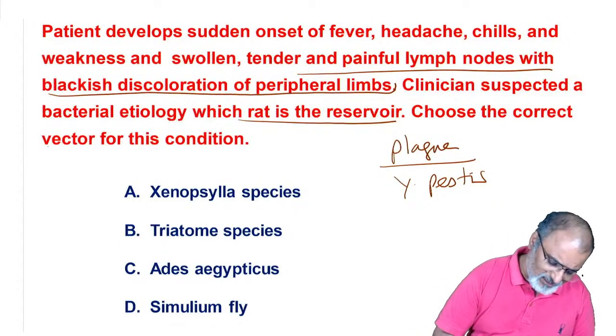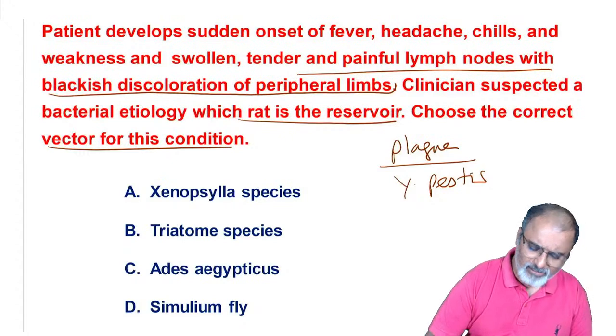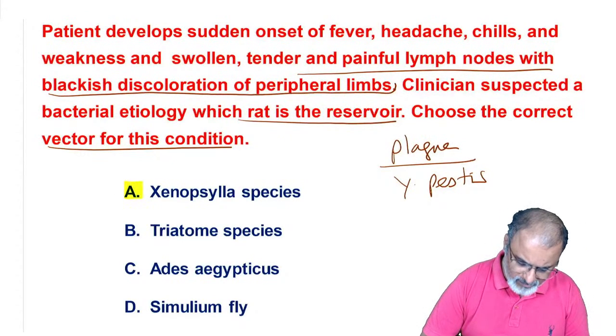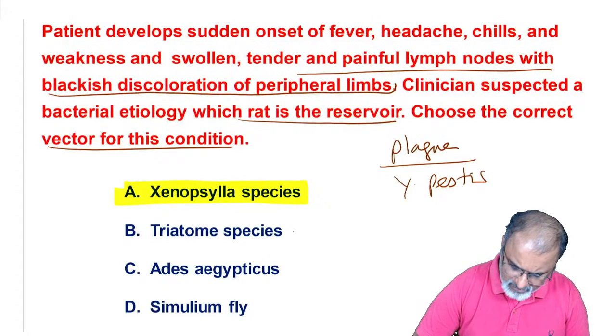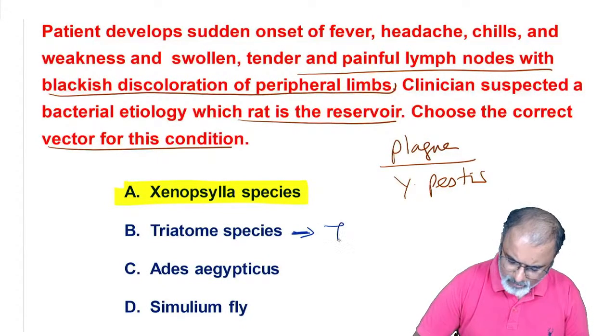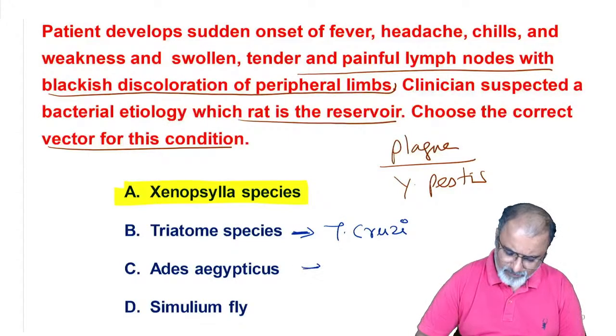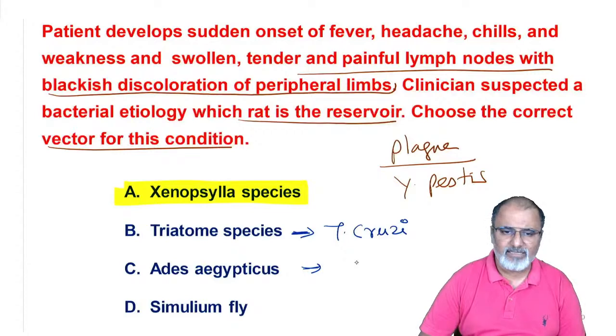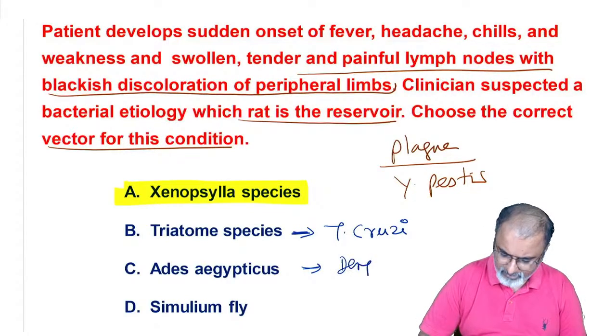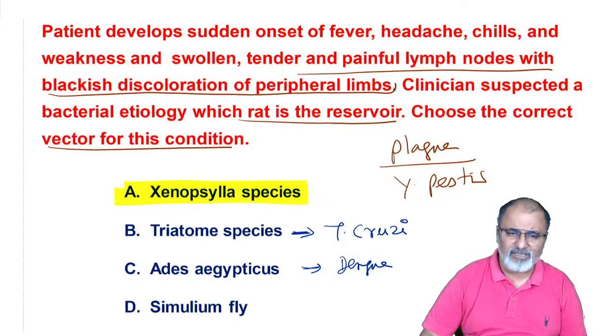What is the correct vector for this condition? You should know all vectors. Xenopsylla cheopis. Triatome for Trypanosoma cruzi. Aedes for Aedes aegypti, dengue, yellow fever, many things.